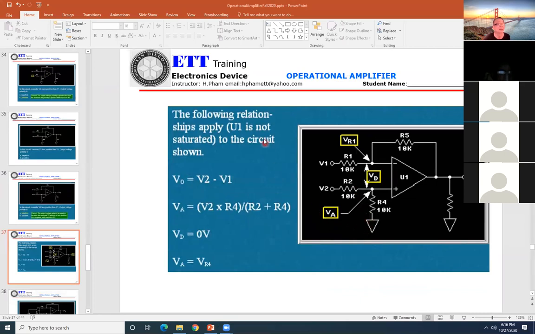Now the following relationship applies if E1 is not saturated to the circuit cell. VL equals V2 minus V1. VA is a voltage divider: V2 times R4 divided by R2 plus R4. VD equals 0, and VA and VR equal VR4. That means whatever voltage is here and the voltage here, they will be the same. That all we already get.